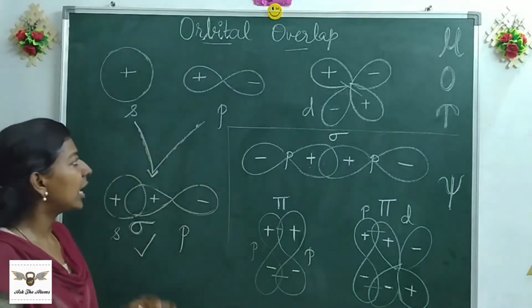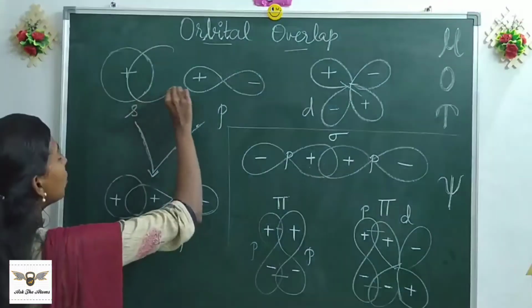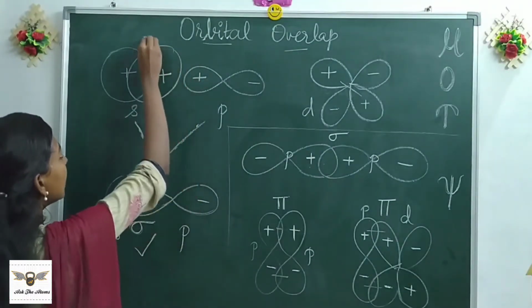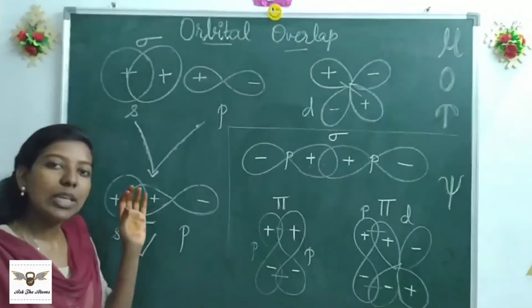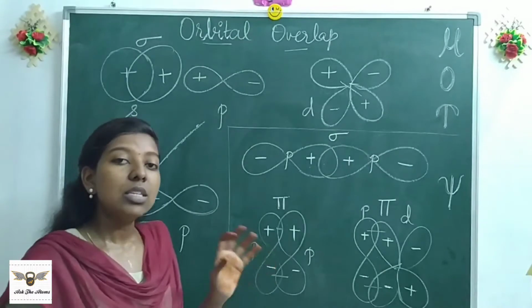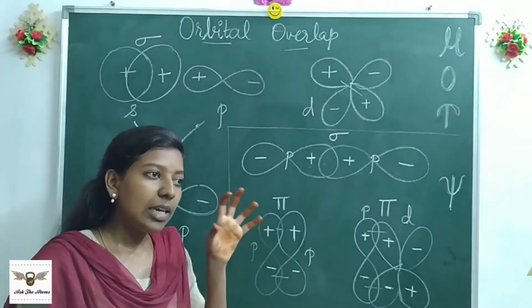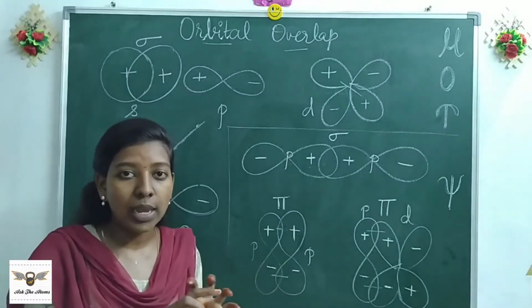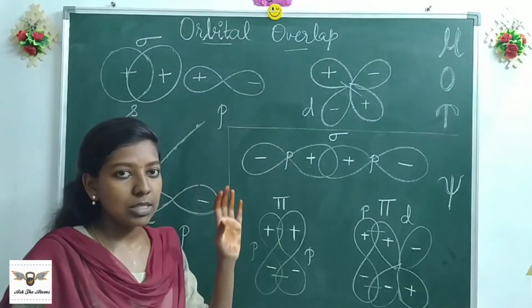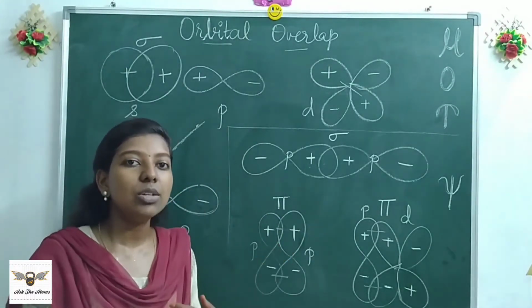Now, what about a case I have not presented here, when I have two s orbitals? This again is a sigma bond. Usually an s orbital overlapping with anything will give you a sigma bond. Why? Because anything overlapping with an s orbital is like a head-on overlap. So I hope you understood these things. With this kind of knowledge, we are entering into the next phase.